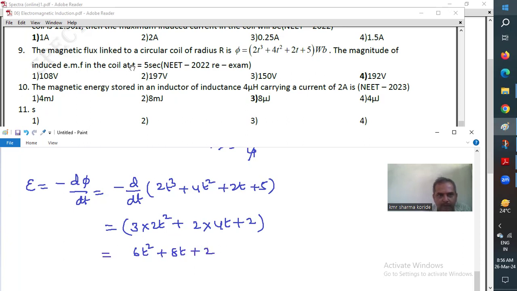Substituting t equal to 5 seconds: 6 into 25, since 5 square is 25, plus 8 into 5 plus 2. So this is 150 plus 40, 190, plus 2. So it is 192 volts. So the last option is correct. Moving to the last question.